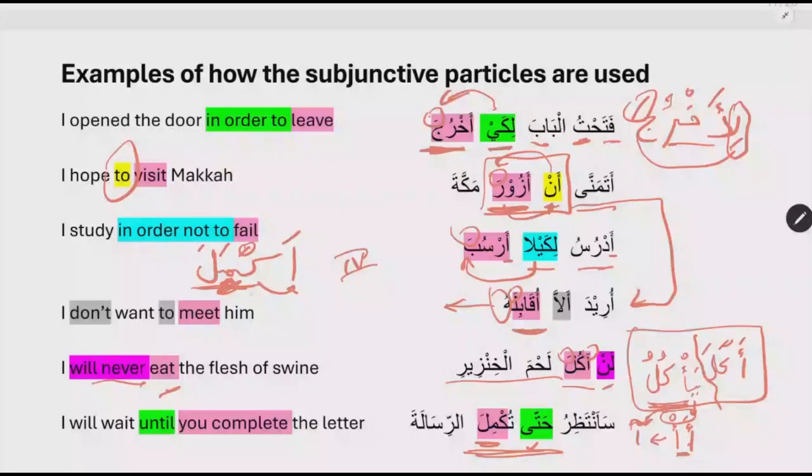And when you change this fourth form verb, which is "he completed," you have yukmila, yukmilu, right? This is a normal present tense of the fourth form. So if you want to change this yukmilu to the subjunctive, you change it from a dhamma to a fatha, and the ya becomes a ta because the ta is the "you." So hatta tukmila, until you complete the letter.